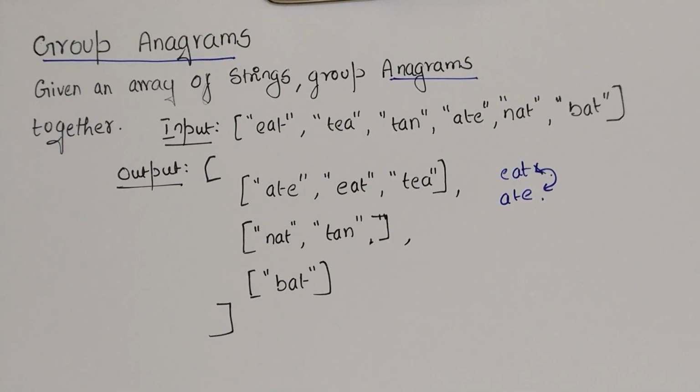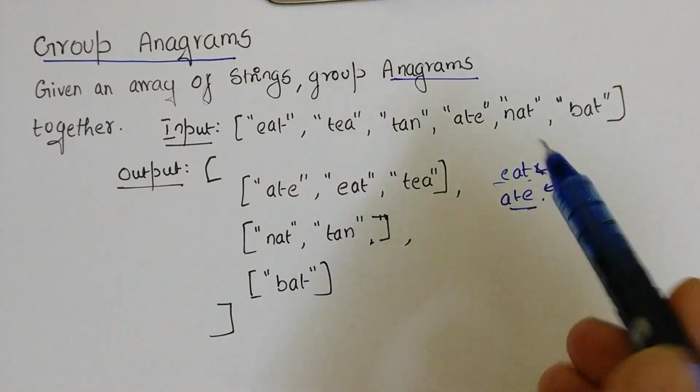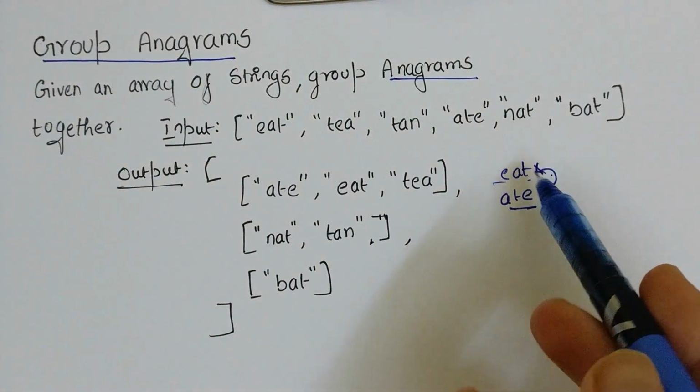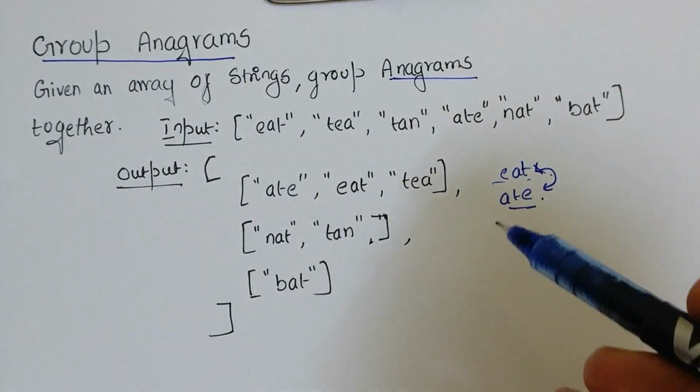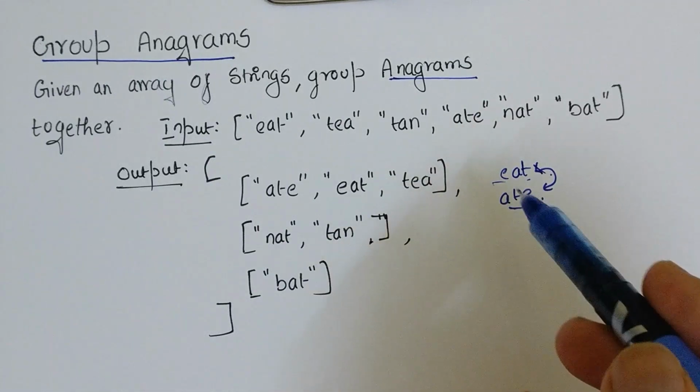From this, what are the properties that we can make of anagrams? Anagrams, their length will be the same, and they will have all of the same characters, and the count or the frequency of the characters in those strings will also be the same.